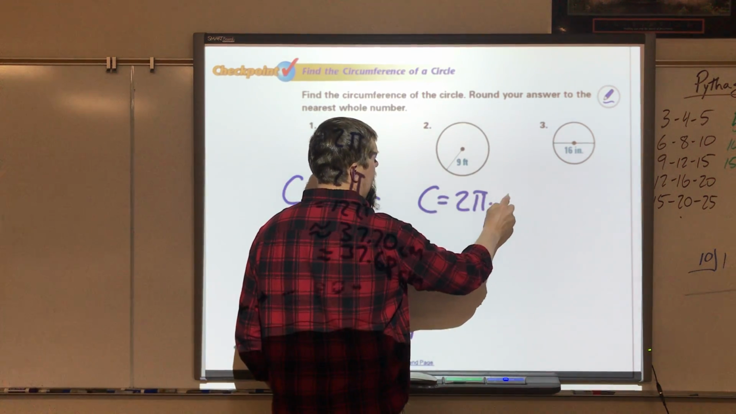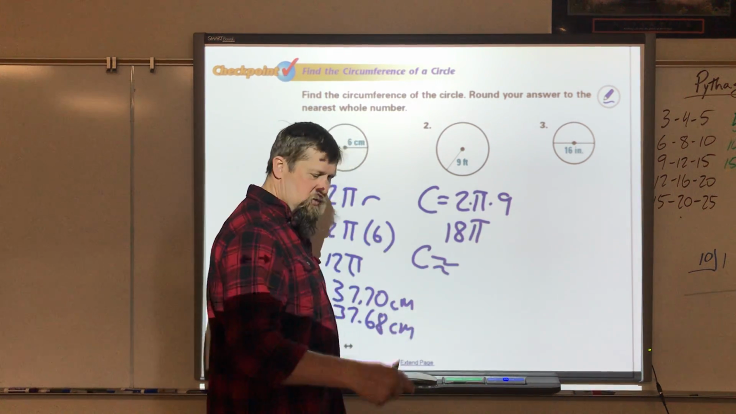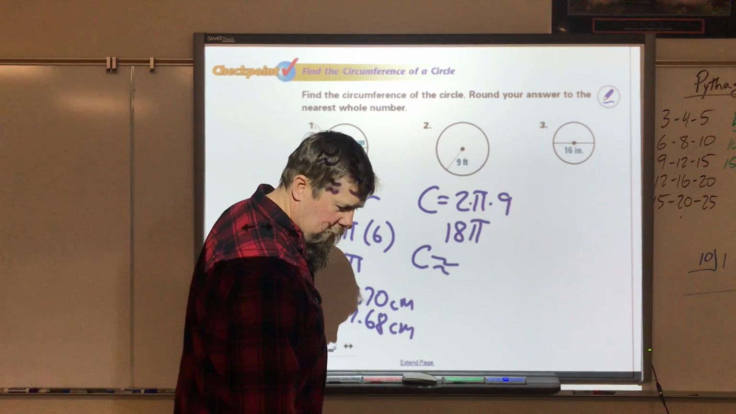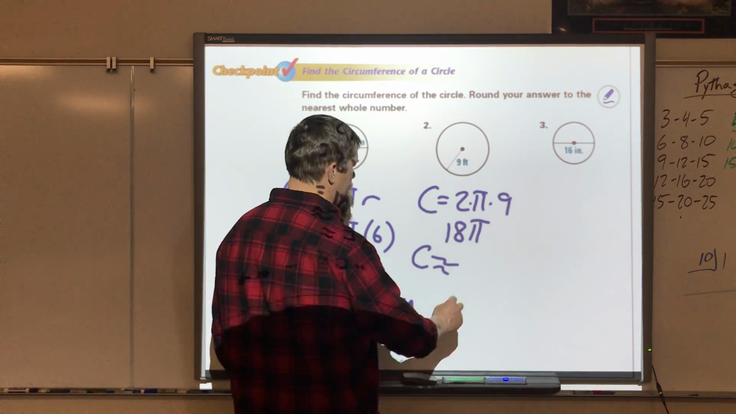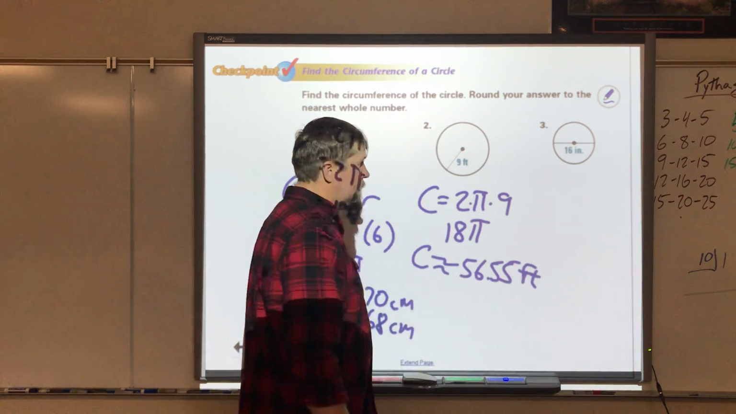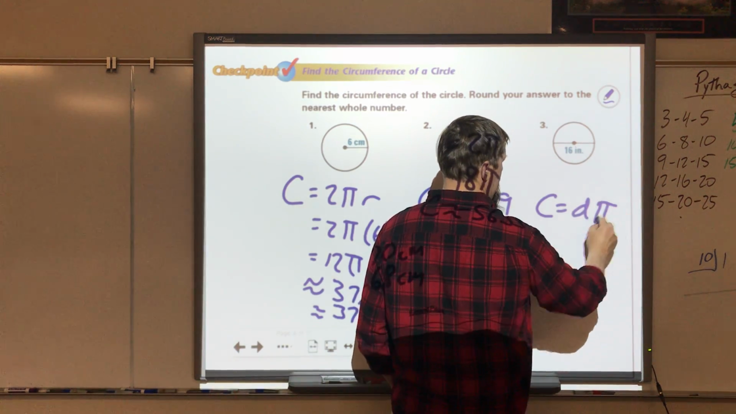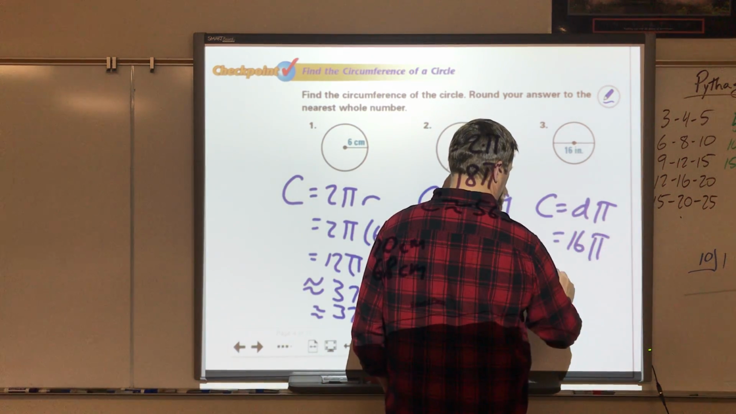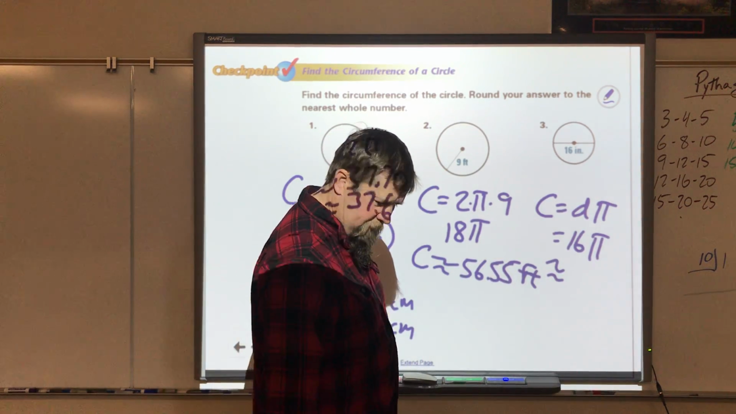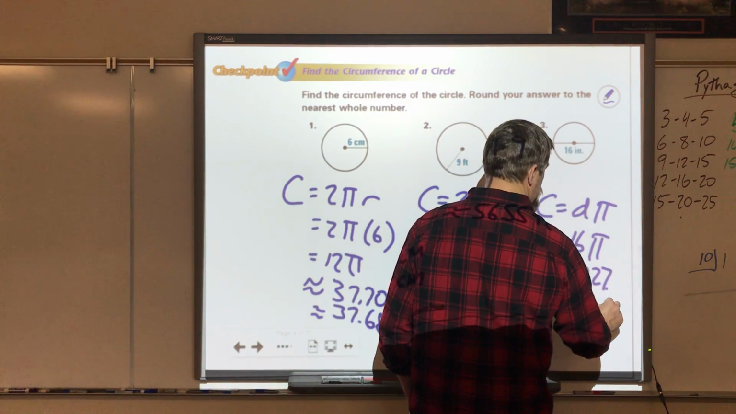2 pi times 9, which is 18 pi. So C is approximately, I'll just use the pi button, 18 times pi, and I get 56.55 feet. And then 16, C is equal to D times pi, or 16 pi. And again, I'll just use the pi button, 50.27 inches.